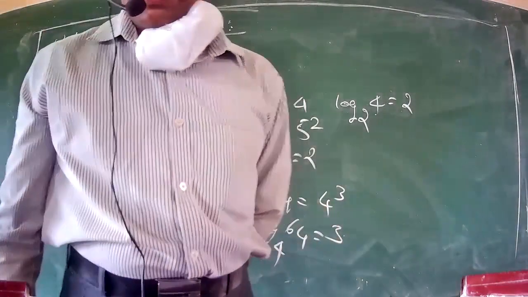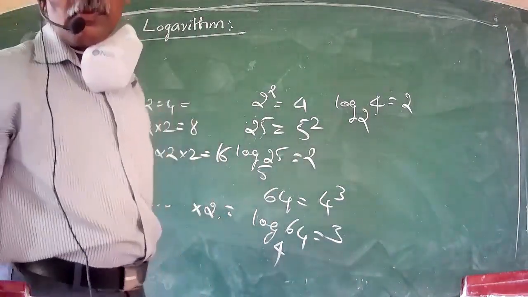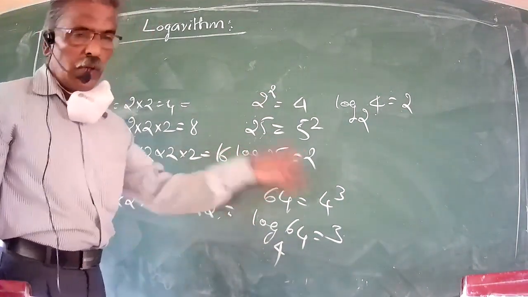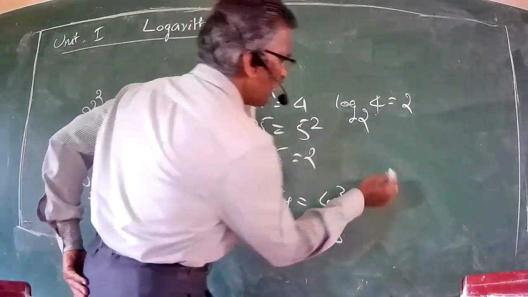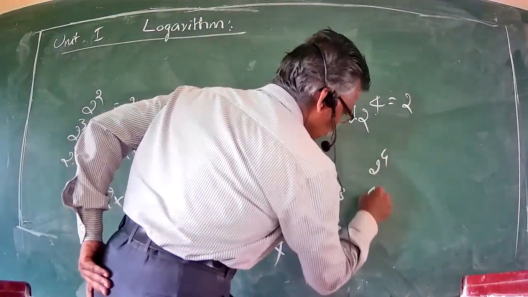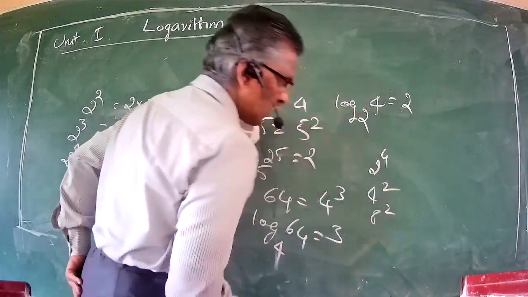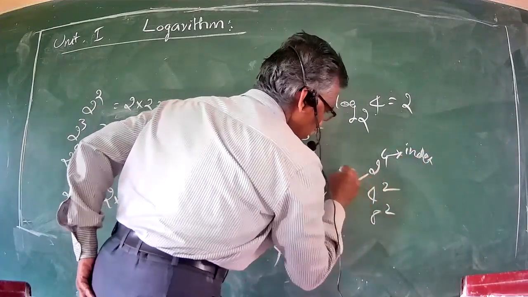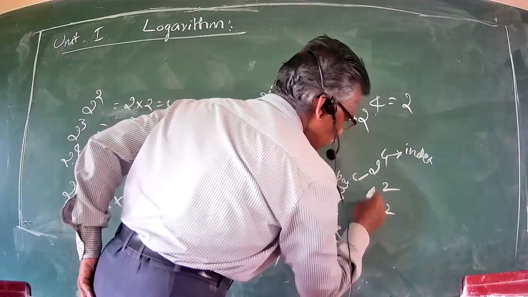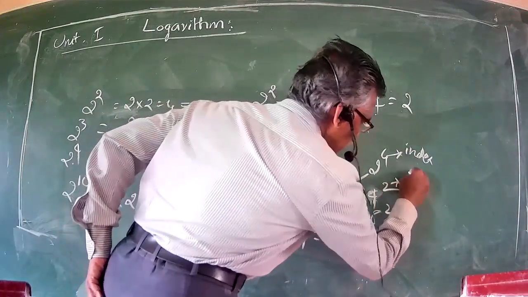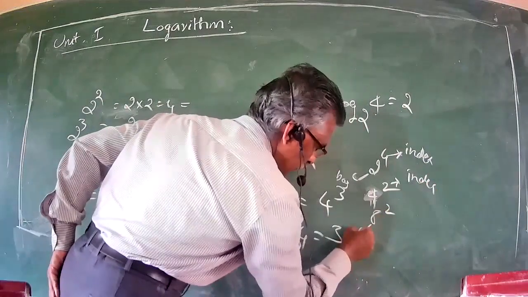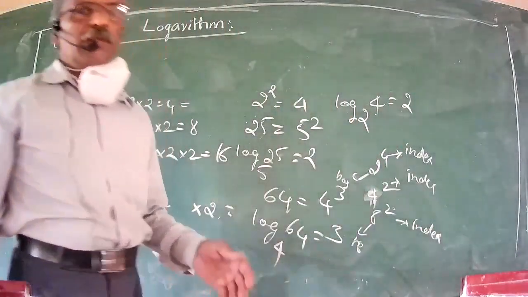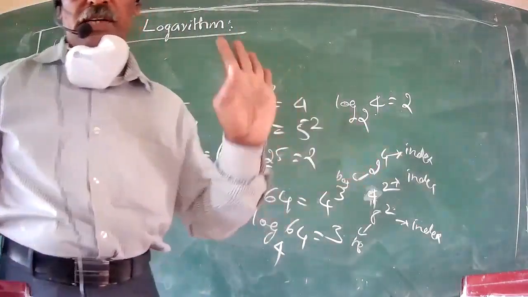We know that the logarithm of 25 to the base 5 equals 2. It means that 2 raised to 4, or 4 raised to 2, or 8 raised to 2, like that. Here, this is called the index. This 4 is the base, 2 is the index. 8 is the base, 2 is the index. Indices is the plural of index.